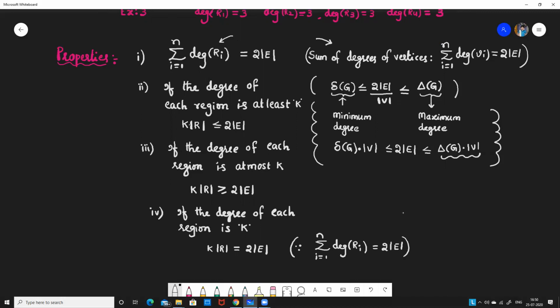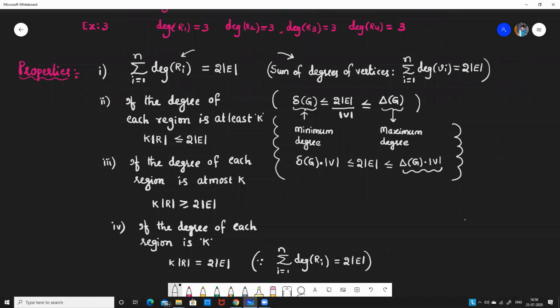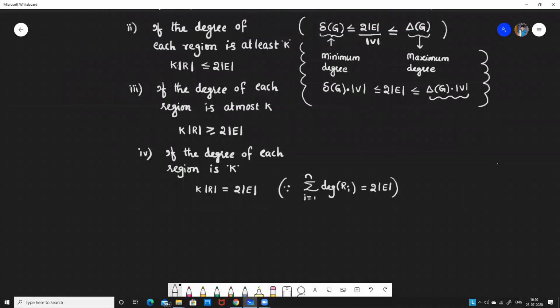Clear? So if you know the sum of degrees of vertices theorem, you can easily understand the sum of degrees of regions theorem. In the place of vertices, we can replace them with regions. Clear? So these 3 points are very important. If you want, you can verify these 3 for the previous examples. Let me take a simple example. We can verify them.